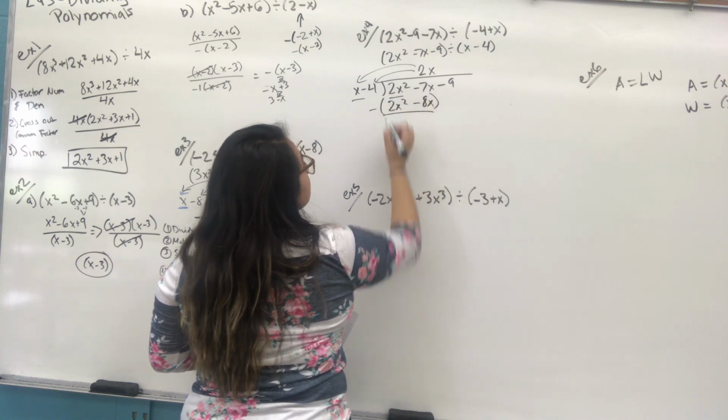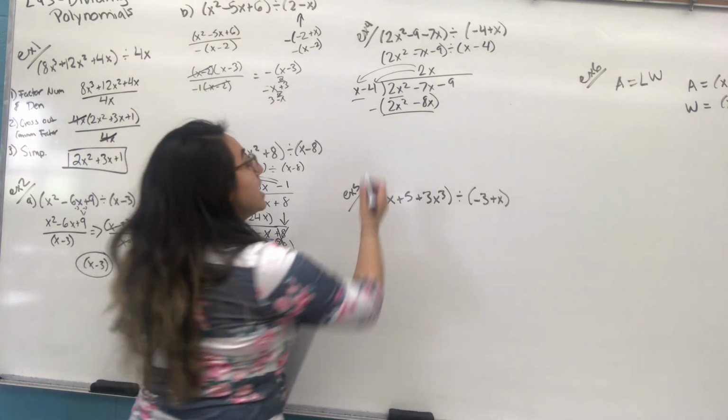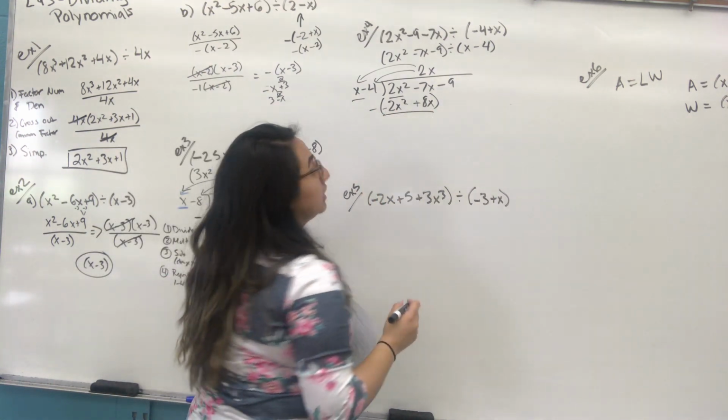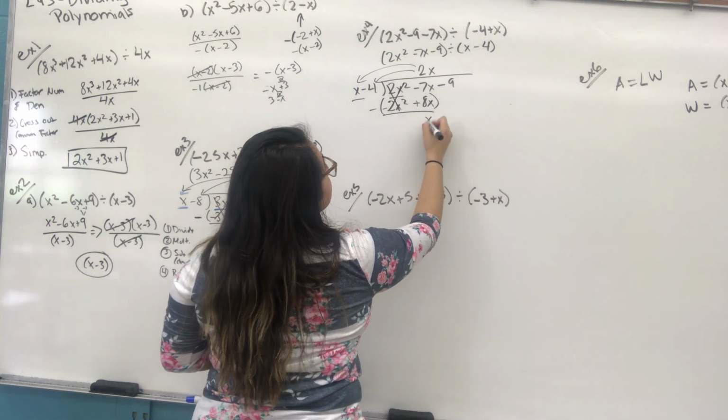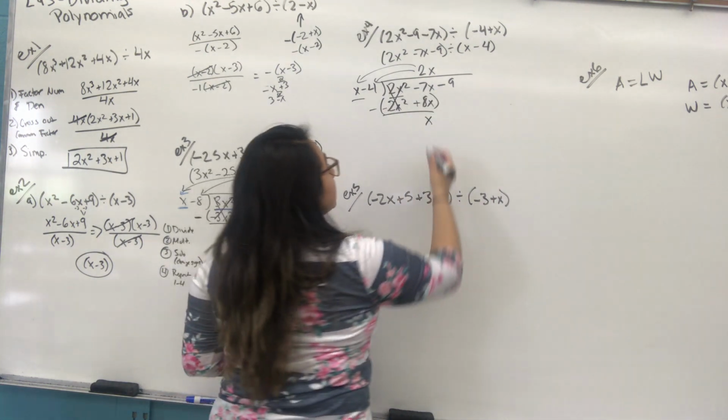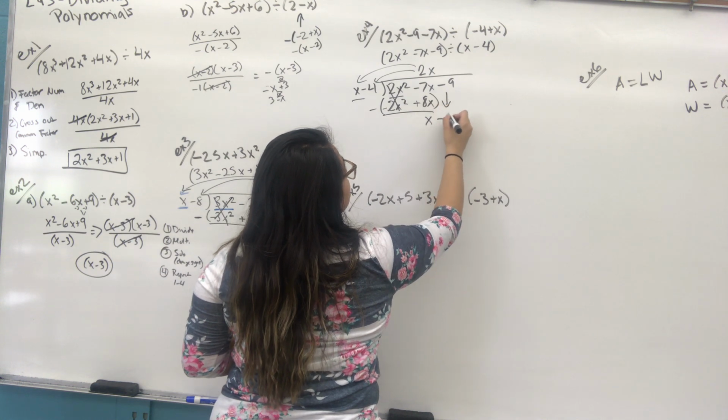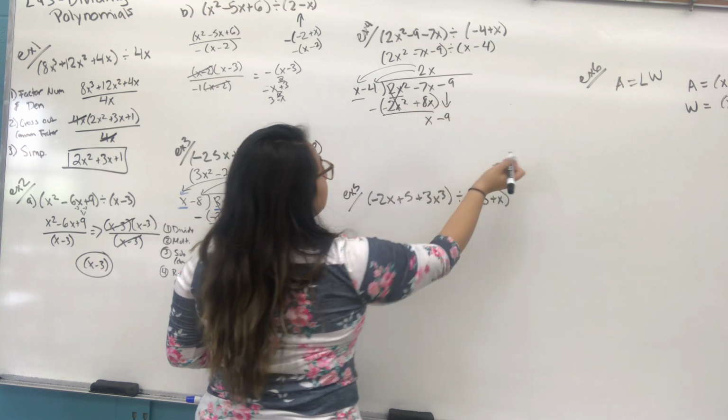Then you put your parentheses, you put your subtraction sign. Then you change your signs in between the parentheses. These will cancel out and you have x. So negative 7 plus 8, you just have an x as a remainder. Bring this one down, so minus 9. Now we repeat it again.